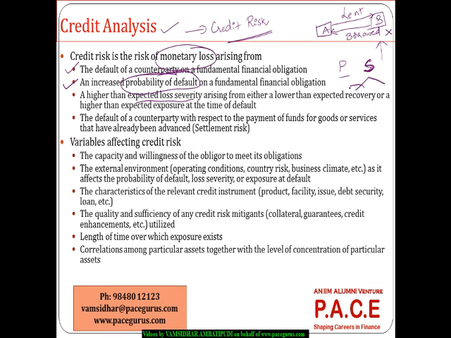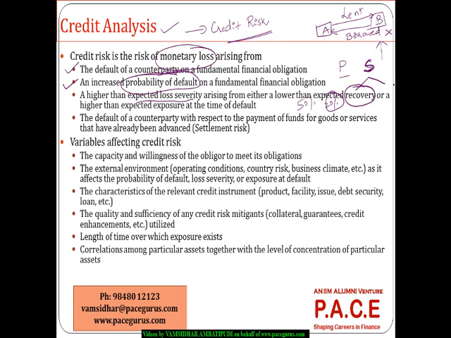One, my recovery rate could be much lower. Once the loss has occurred, I thought that I could recover 50%, but in reality I am able to recover only 20% from that person. So even if the recovery rate is going lower, then also I say that credit risk is cropping up.